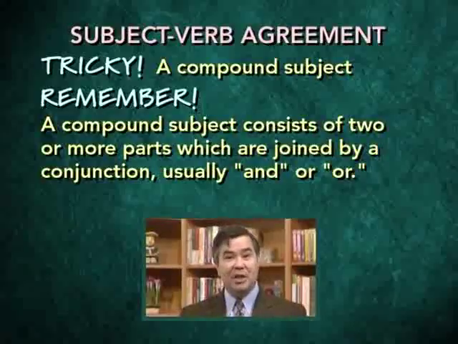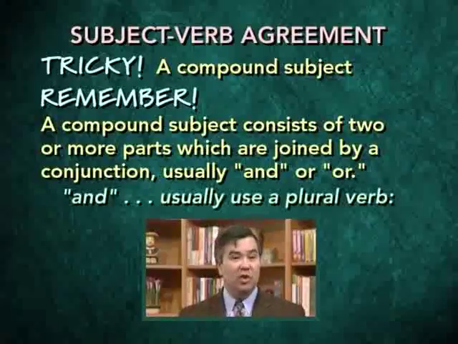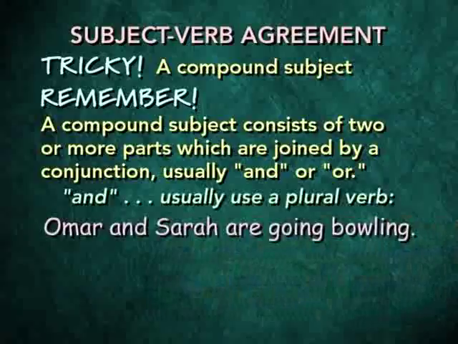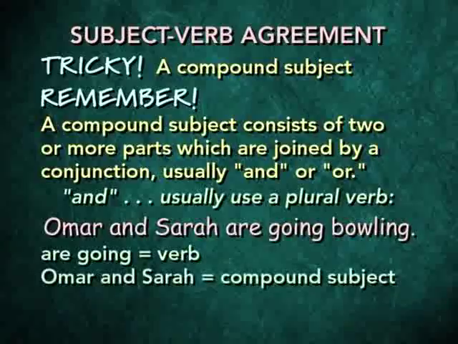Now, when the subject is compound, if the parts of the compound subject are joined by and, you usually use a plural verb. Here's an example. Omar and Sarah are going bowling. Here, the verb is are going, and the subject is the compound subject, Omar and Sarah. We have 2 parts joined by the conjunction and this is a very typical kind of compound subject.